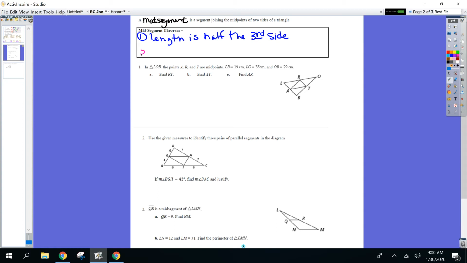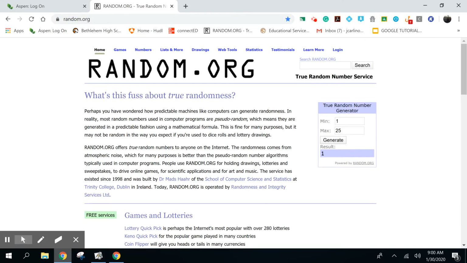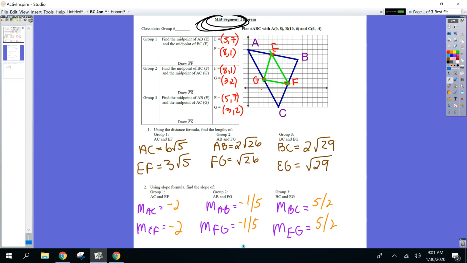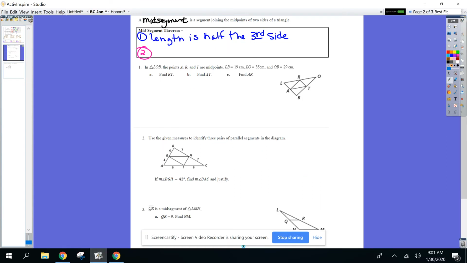And who's up now? Oh, 1 again. Perfect. And that tells me what about the lines then? They're parallel. So I can say the length is half the third side, and it is parallel to the third side.